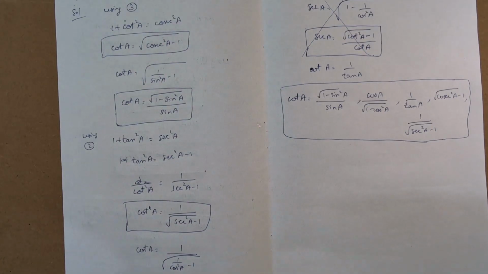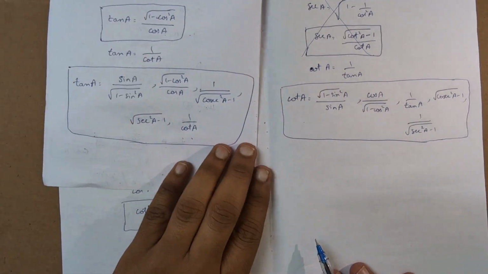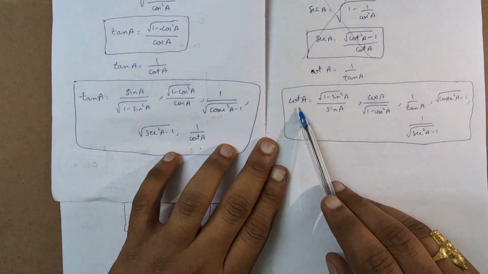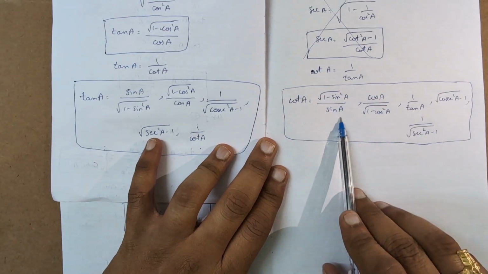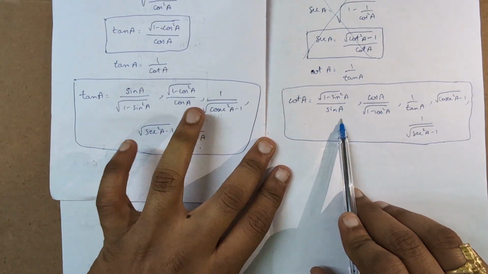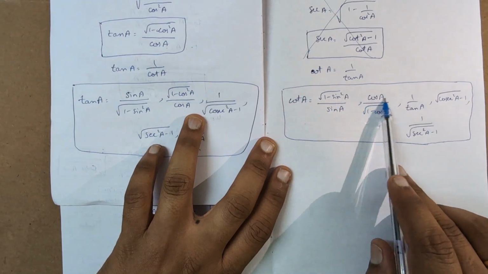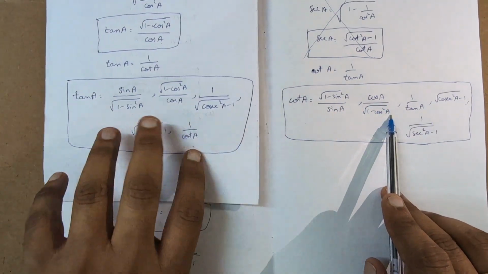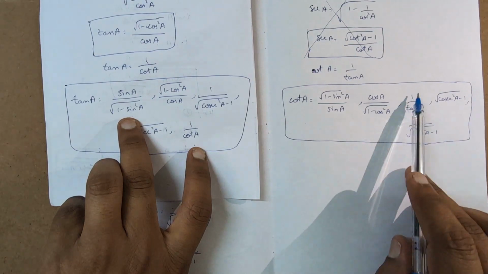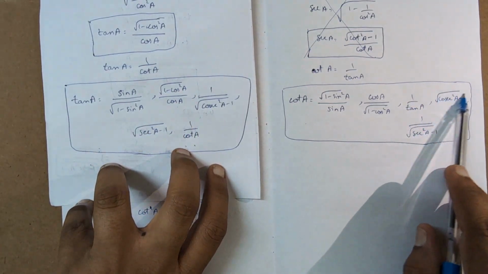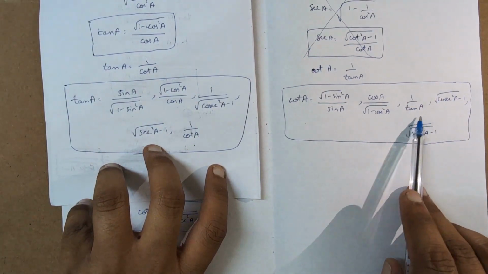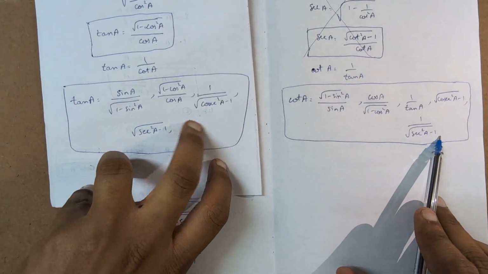As I mentioned, for sine, cos, secant, cosec, the same relation will be applied for tan and cot as well. So here you can see for tan A, root of 1 minus sin square A by sin A. Same way here, root of 1 minus cos square A by cos A. Cot in terms of cos A by root of 1 minus cos square A, sin A by root of 1 minus sin square A, 1 by tan A, 1 by cot A, root of cosecant square A minus 1, root of secant square A minus 1, 1 by root of secant square A minus 1, 1 by root of cosecant square A minus 1.